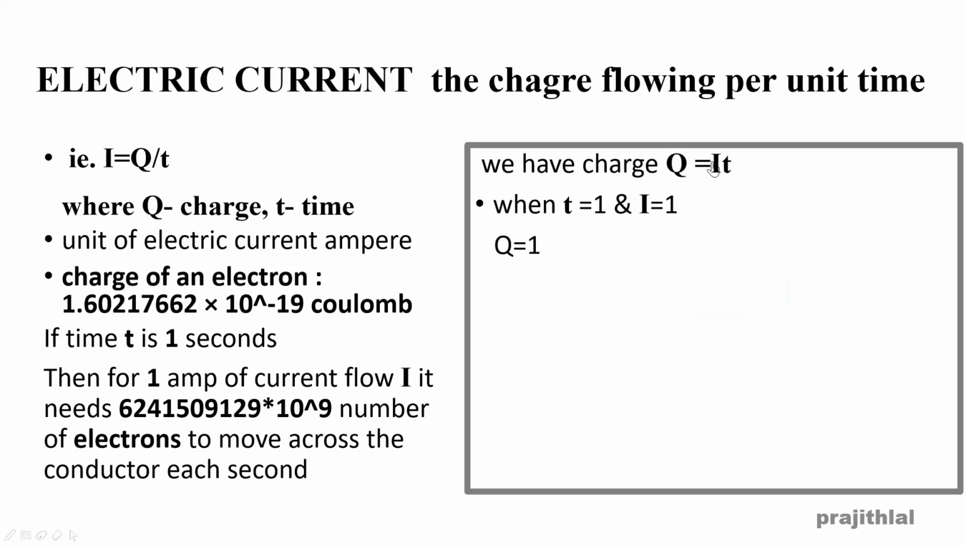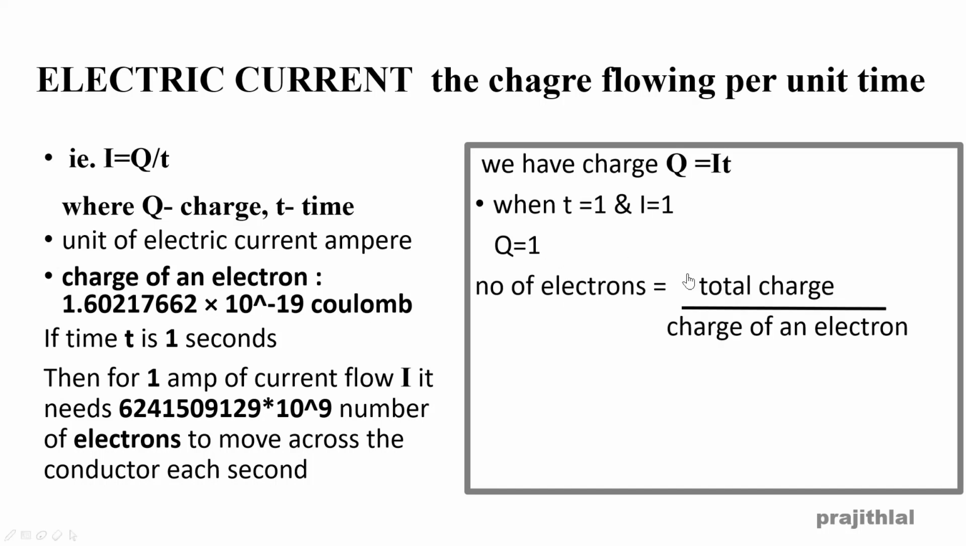We have Q equal to I times T, rearranged from the earlier equation. When T equals 1 and I equals 1, that is, the current is 1 ampere and the time is 1 second, then Q is also equal to 1 into 1, which equals 1. So the total charge is 1, and we know the charge of an electron is this much.